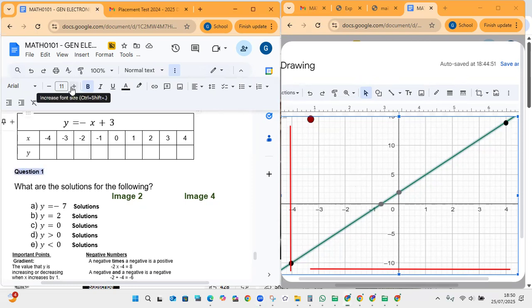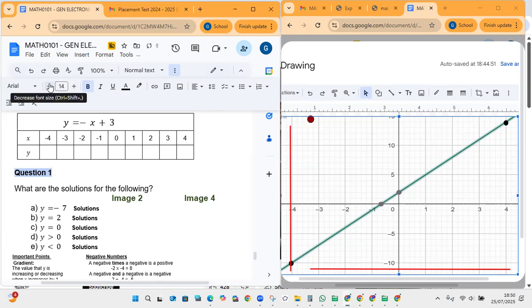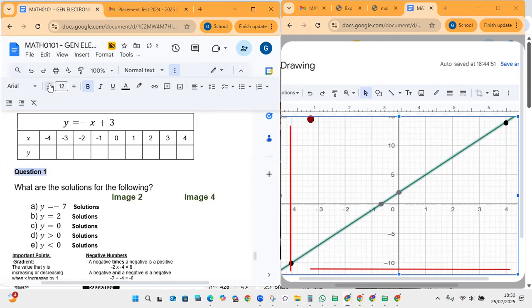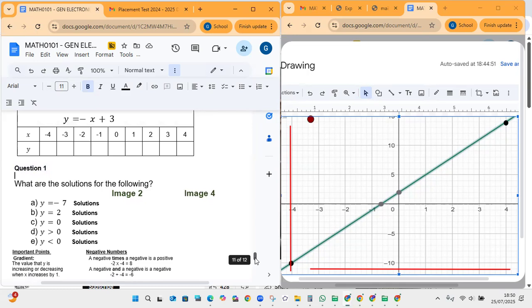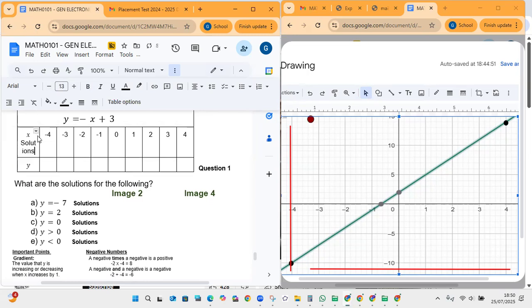Question number 1 is asking, what are the solutions for the following? Remember, we said the x values are the solutions. Whenever a question in mathematics is asking for the solutions at this level, they want x values. X values are the solutions. So you can even write this down: x values, solutions. They want your answer to be x equals something.